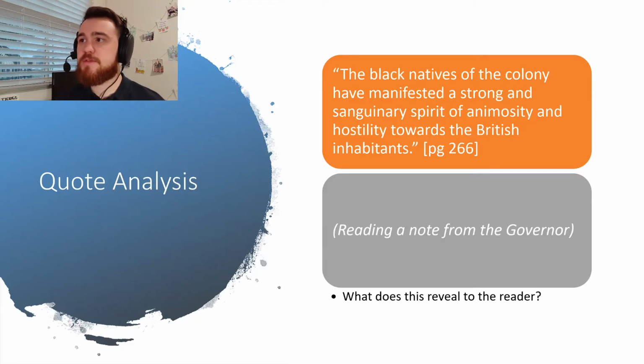"The black natives of the colony." So that word choice and that way of writing from the governor's perspective positions the Aboriginal people to be a part of the colony. So it's absorbing them into the colony. And "they have manifested a strong and sanguinary," meaning bloodthirsty, "spirit of animosity and hostility towards the British inhabitants." So by calling the British people inhabitants, it almost gives them a place and a belonging.